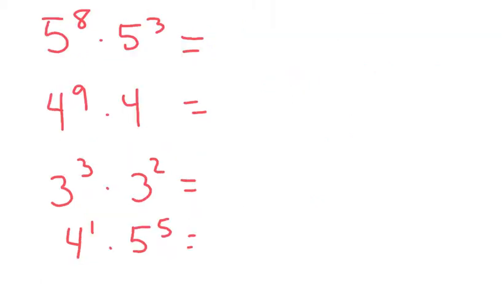Okay, here's some more. 5 to the 8th times 5 to the 3rd. Well, that's 5 to the 11th. All I had to do was add my 8 and my 3. But remember, I'm multiplying. Adding is the shortcut because if you string it out and you have 8 5s plus 3 more 5s, that's going to be 11 5s altogether. But they're all multiplying. So even though I'm adding exponents, what I'm doing in reality is multiplying. The adding thing is a shortcut.